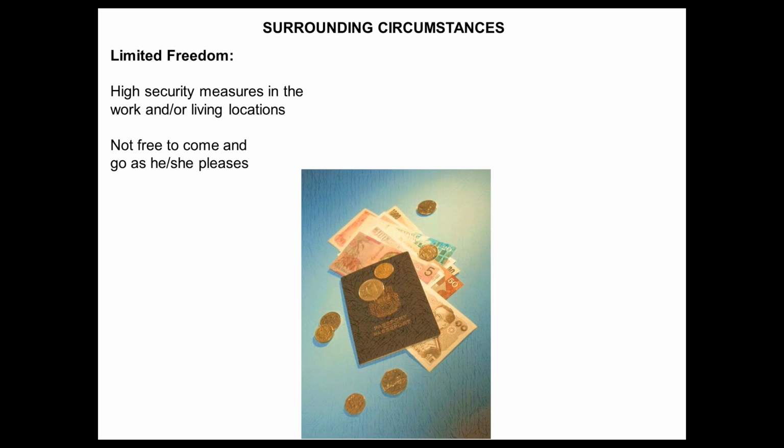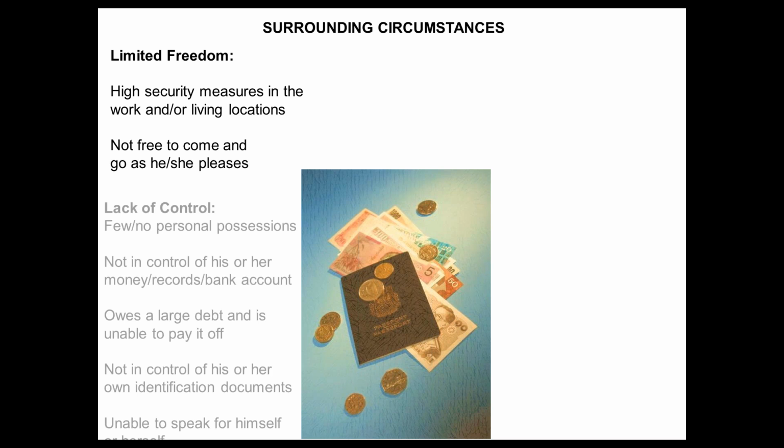Second, check the surrounding circumstances. Is there an indication of limited freedom, such as high security measures in the work or living locations? They're not free to come or go as they please. Is there a lack of control over their personal possessions? Are they in control of their money, records, or bank account? Do they owe a large debt, which they're unable to pay off? Are they not in control of their own identification documents?